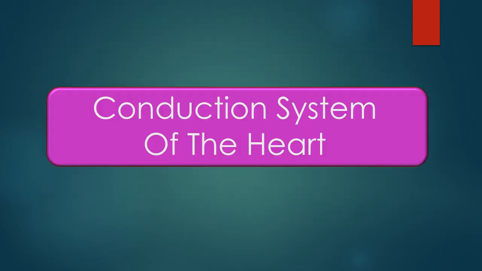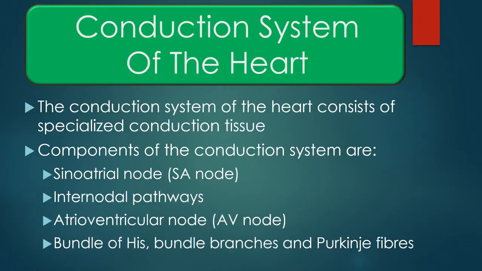Now we will move on to the conduction system of the heart. The conduction system of the heart consists of specialized conduction tissue. The components of the conduction system are sinoatrial node, internodal pathways, atrioventricular node, bundle of His, bundle branches, and Purkinje fibres.